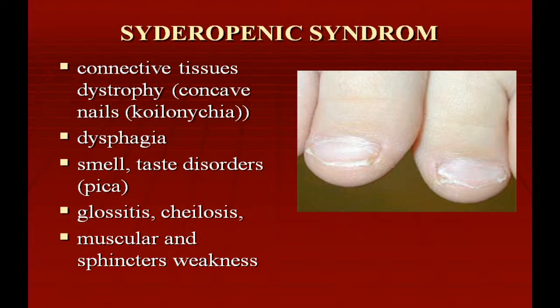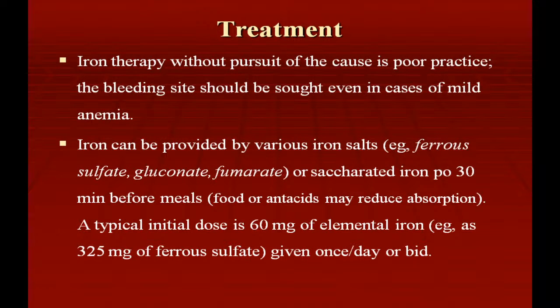Also there is so-called sideropenic syndrome, when we see, due to iron deficiency, connective tissue dystrophy. You see changes of nails, concave nails, as we call it, koilonychia. Patient can suffer from dysphagia. There can be smell and taste disorders, glossitis, cheilitis, and sometimes in severe anemia, muscular and sphincter weakness.